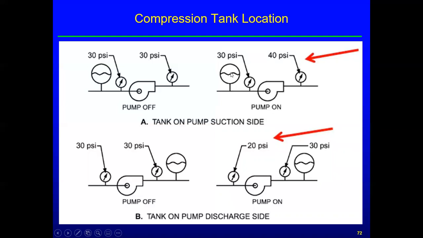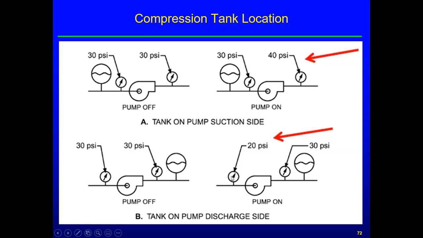And this is real close. So there's not much of a pressure drop in between there. And then we get a 10 PSI jump because of the pump over here, which is what we want, okay? If you put the compression tank on the discharge side, we get 30 and 30. We turn it on, we get 30 and we get 20 over here, which is what we don't want.